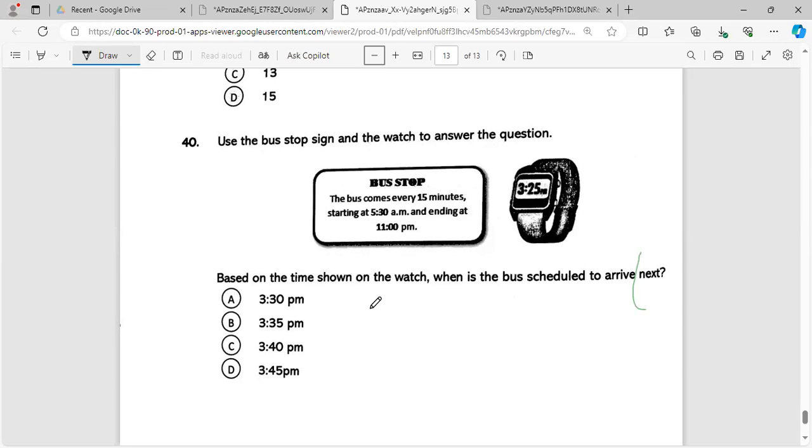3:40. Hold on there, guys. I'm thinking, I said 3:30. I think it's 3:30. Let me tell you why. Look at it, guys. It says the bus comes every 15 minutes, starting at 5:30.